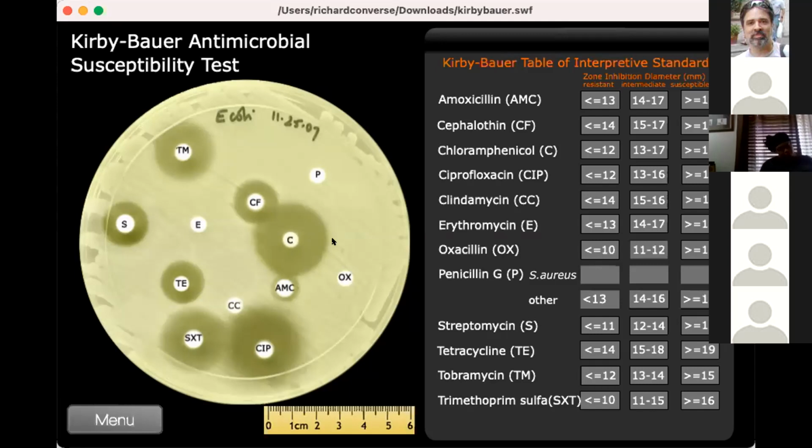And just enter those on the form and then answer the questions that follow, right? Who was sensitive, who was resistant, and to what, right? And then there might be a question on there as to why something was sensitive or resistant to a particular drug.